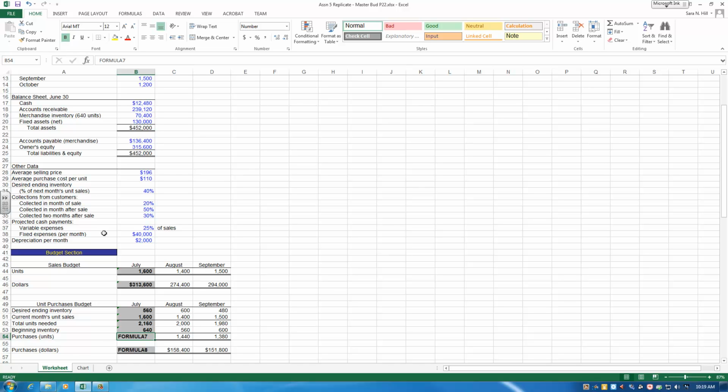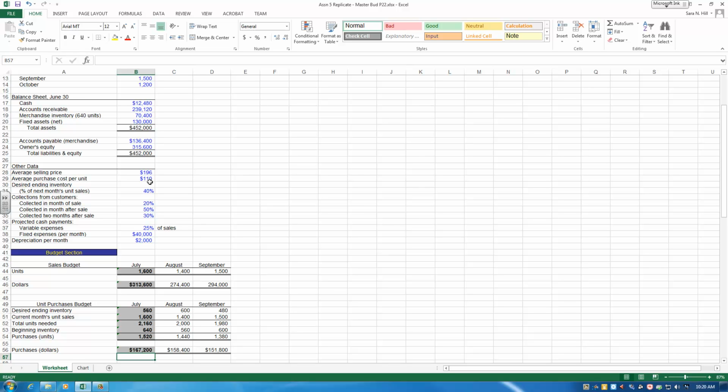For units to purchase, I would have to subtract my beginning inventory from my total units needed. Let's go ahead and do that. If I need 2,160 units, but I have 640, how many do I have to buy? I have to buy 1,520 additional units. And if I want to know the dollar amount of how much that's going to cost, I'm going to take those units I need to purchase and multiply them by that average purchase cost per unit.